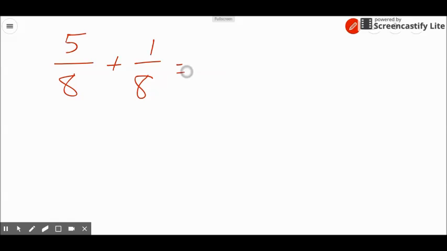We should remember that when we add fractions, as long as we have a common denominator, it does not change. Since I'm adding two fractions that are over 8, my answer is going to be over 8. And in this case, all I need to do is add the numerators. 5 plus 1 is 6, so I have 6 over 8.